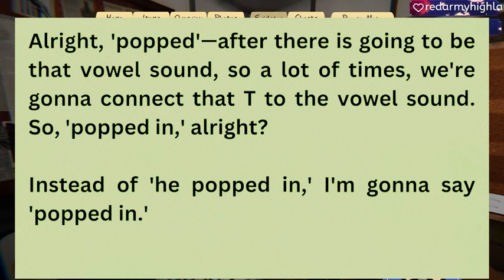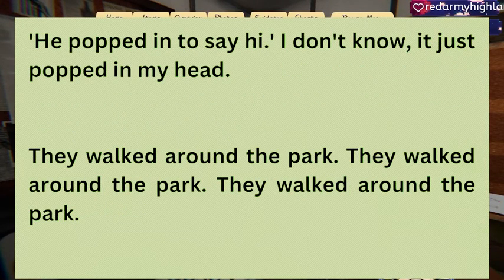All right, popped. After there is going to be that vowel sound, so a lot of times we're going to connect that T to the vowel sound. So, popped in. All right? Instead of he popped in, I'm going to say popped in. He popped in to say hi. I don't know, it just popped in my head.